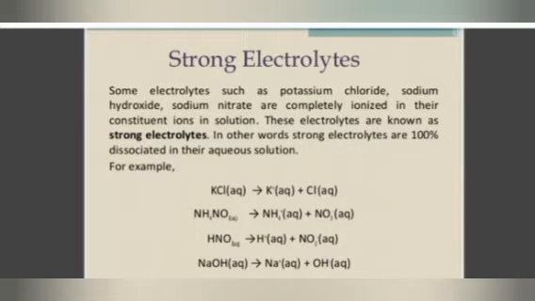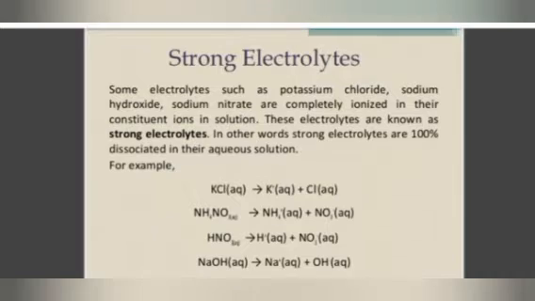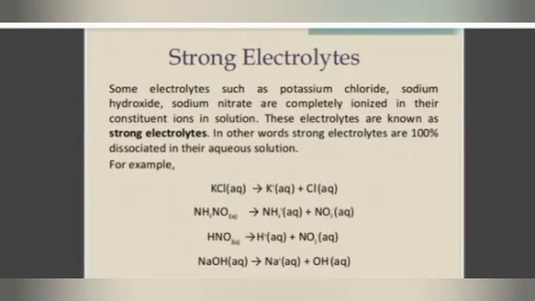Now there are two types of electrolytes, strong electrolytes and weak electrolytes. Strong electrolytes are those electrolytes such as potassium chloride, sodium hydroxide, sodium nitrate, which are completely ionized into constituent ions in the solution. These are known as strong electrolytes. In other words, strong electrolytes are 100% dissociated. Suppose KCl converts into K+ and Cl-, NH4NO3 converts into NH4+ and NO3-, HNO3 into H+ and NO3-, NaOH into Na+ and OH-.